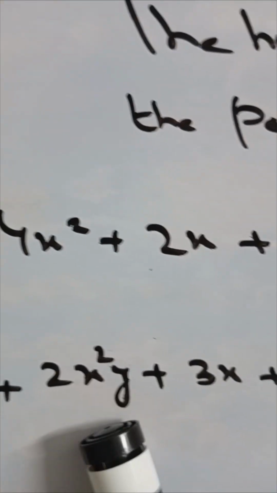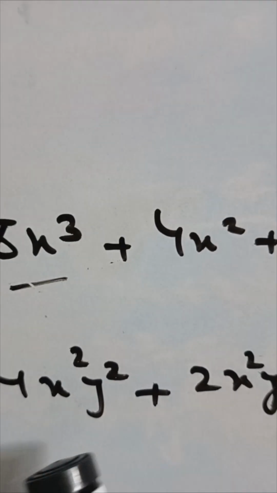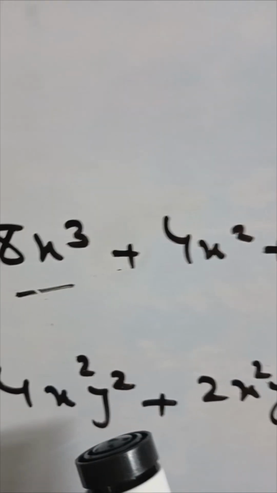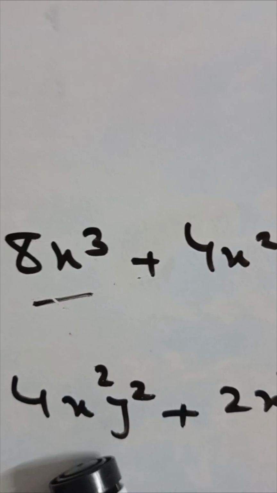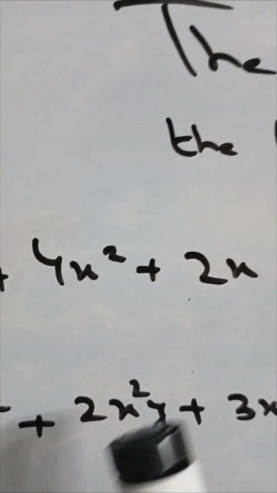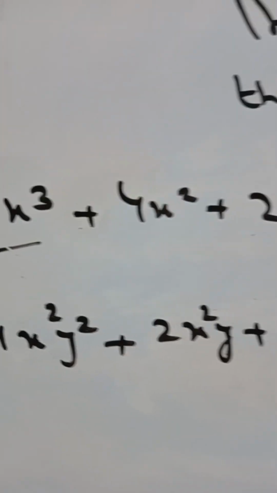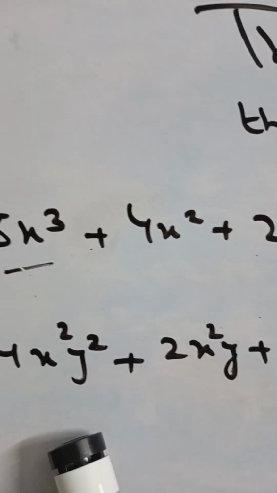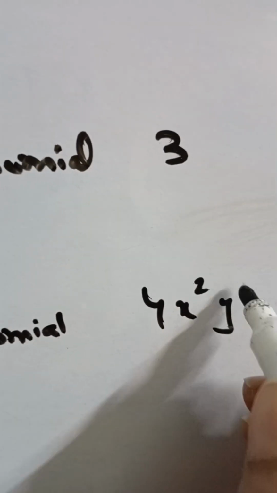Okay. Next one. 4x²y² + 2x²y + 3x + 2. As you know, they have given us the variables x²y², so we have to add the powers. 2 plus 2 becomes 4. In x²y, there is no power of y, it means 1, so 2 plus 1 is 3, and the power of x is 1. So what is the highest power of the variable here? x²y², because its sum is 4. So the degree of the polynomial is 4. I hope it's clear.